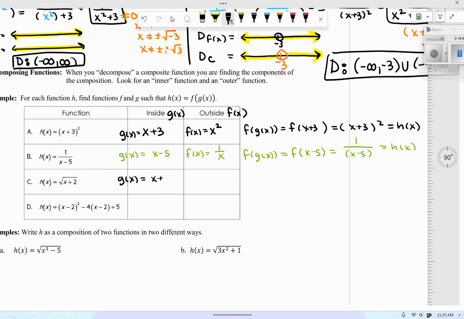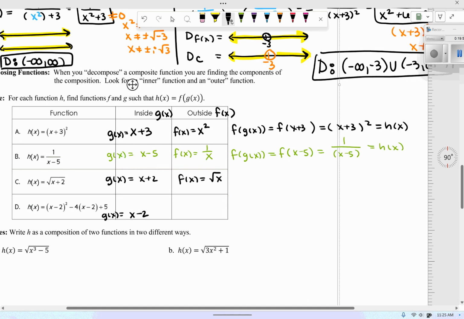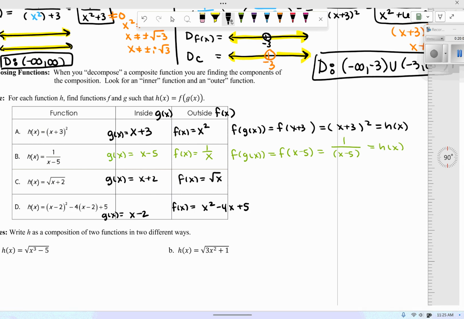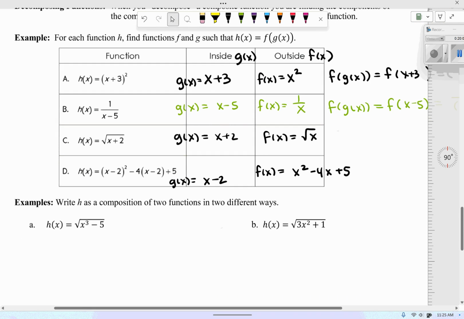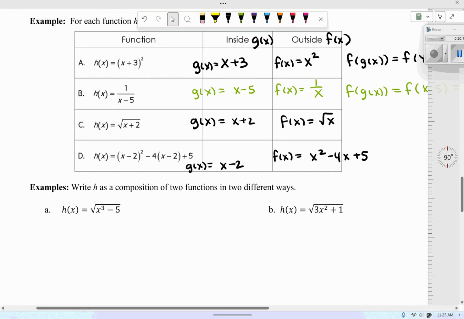For this one, if you use x plus 2, then f of x would be equal to the square root of x. For this one, you would use g of x as x minus 2, and then f of x would be equal to x squared minus 4x plus 5. And then again, you could always check your work by doing the actual composition.